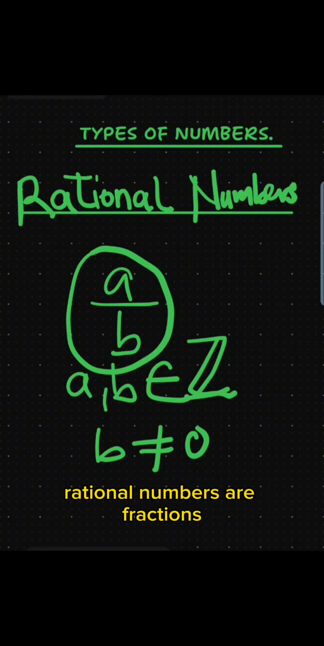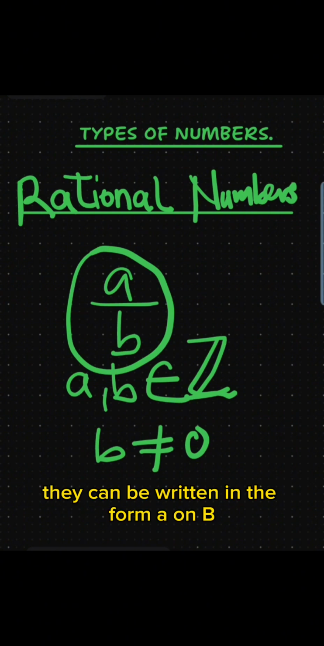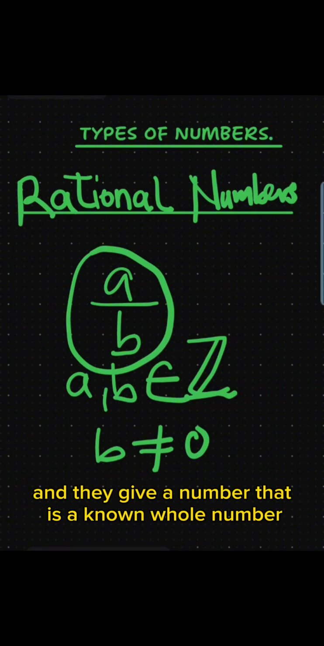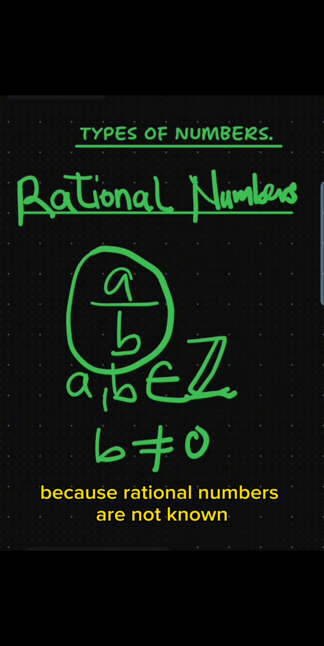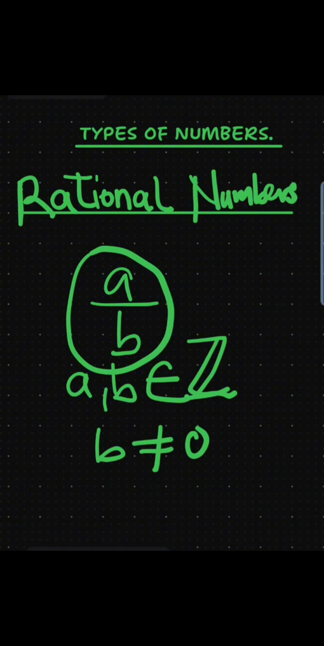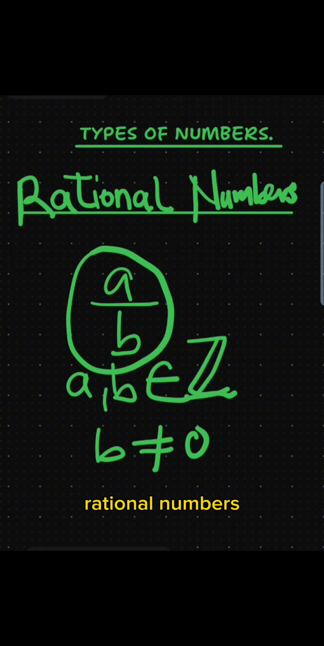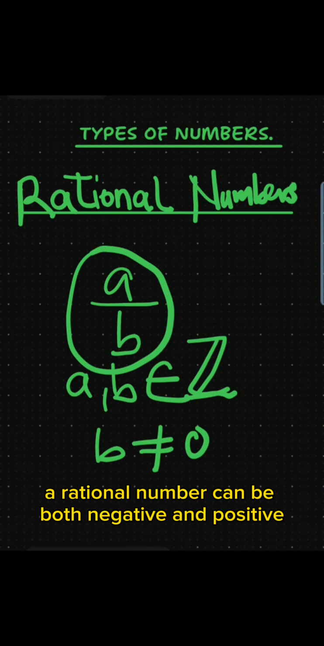So rational numbers are fractions. They can be written in the form a on b, and this a and this b are integers. So we have integers coming in through this division, and they give a number that is a non-whole number, because rational numbers are not whole numbers. So here are the important things to note about rational numbers. A rational number can be both negative and positive.